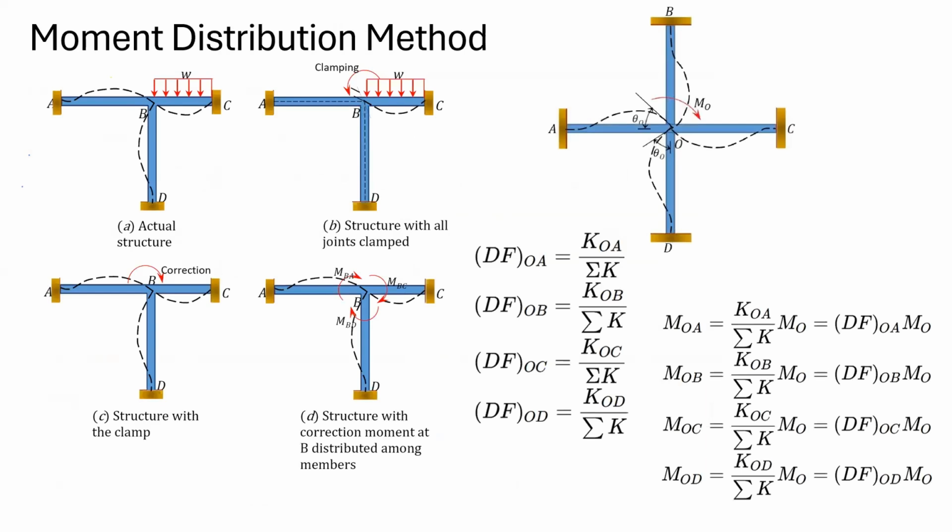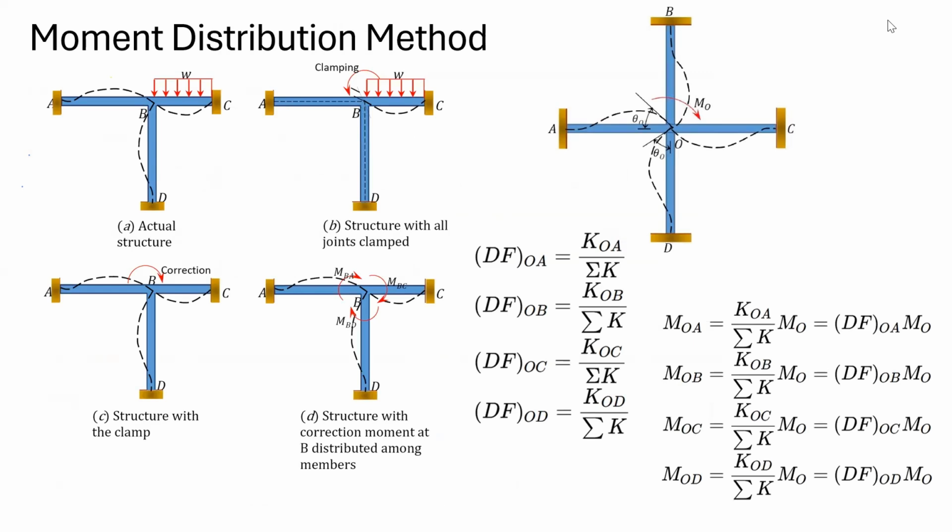The next method they have specified is the moment distribution method. The moment distribution method basically evolved from the Hardy Cross method. You can say it is not an exact method. It is a kind of approximate method. It is a trial and error method by which you can analyze the indeterminate structure.